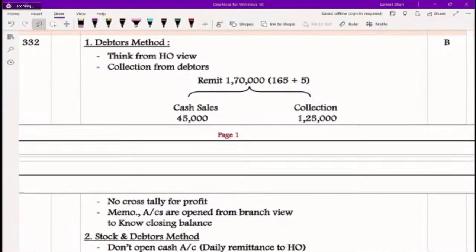Collection from debtors is divided in two parts. 1,70,000: cash sales 45,000, and collection 1,25,000. So we are interested in collection. No cross tally for profit. Memorandum accounts are opened to know the closing balances. So everything is given. So at the time of revision, it will be very easy for you if you write the index properly. So my suggestion, please note down this index properly.